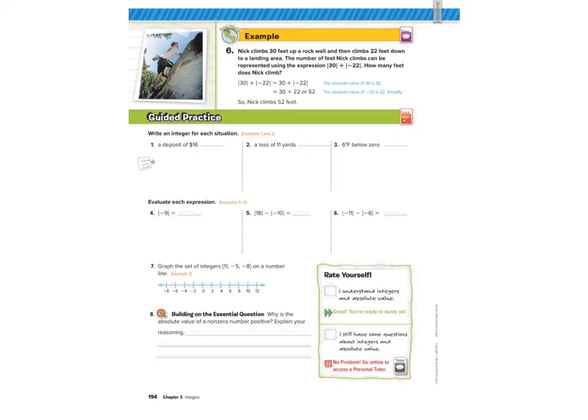One of the most useful things about absolute value is it allows us to figure out distances in word problems. So talking about problem 6 here, Nick climbs 30 feet up a rock wall and then climbs 22 feet down to a landing area. The number of feet Nick climbs can be represented using an expression with absolute value. It would be the absolute value of 30 plus the absolute value of negative 22. So 30 plus 22 would equal 52. That means that Nick climbed 52 feet.